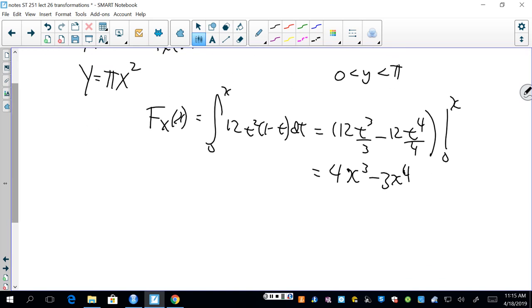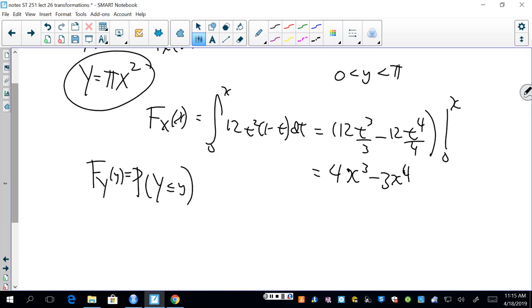Now the cumulative distribution for y. We're interested in this variable. For me it's always helpful to write down y equals pi x squared. What we know is the distribution of the variable x, so we're going to solve for x, and write the probability that x is less than or equal to something.